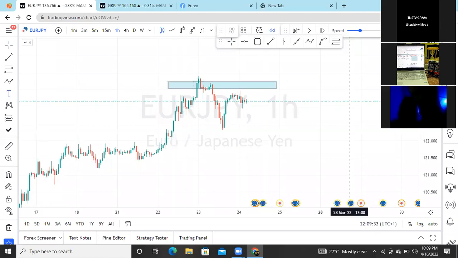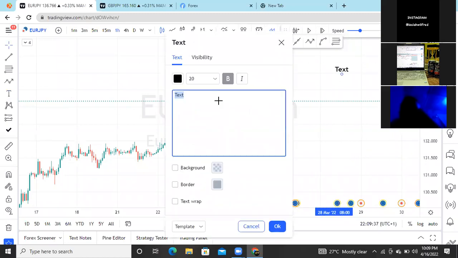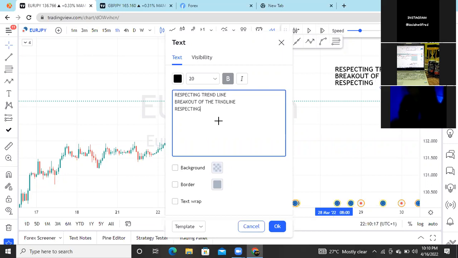Let's write that down. The three ways that I trade is number one, respecting the trend line. Number two, breakout of the trend line. Number three is what? Zones, respecting zones. So respecting zones and breakout of zones.